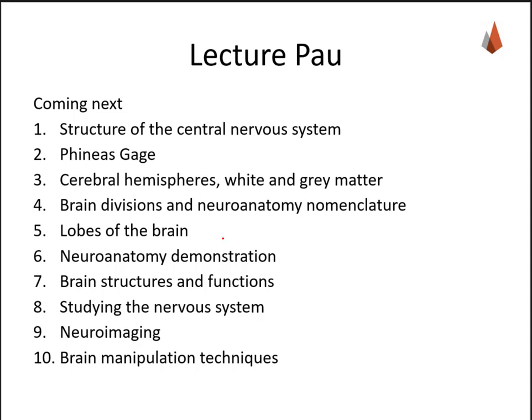We'll look at the different lobes of the brain and their different functions. We'll also give you a neuroanatomy demonstration from the University of Utah. We have a quick discussion of brain structures and functions. We'll talk about how the nervous system has been studied. We'll talk about neuroimaging, and then finally brain manipulation techniques in the coming two lectures.